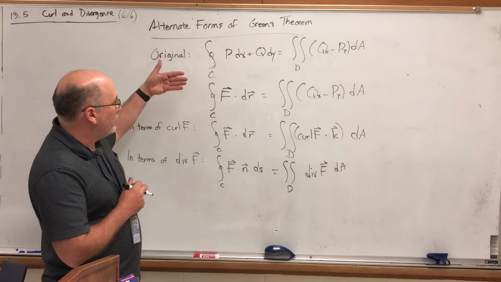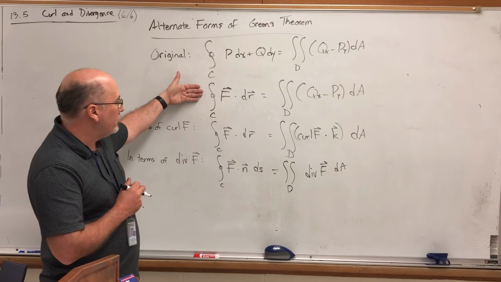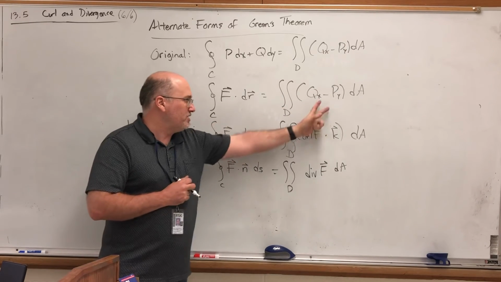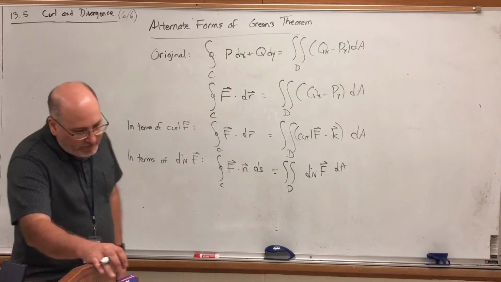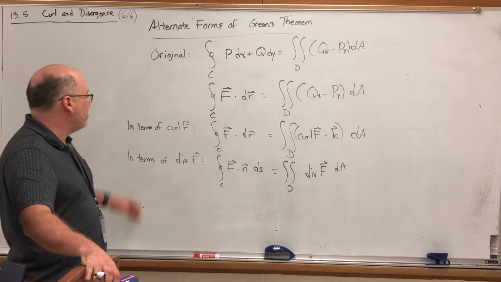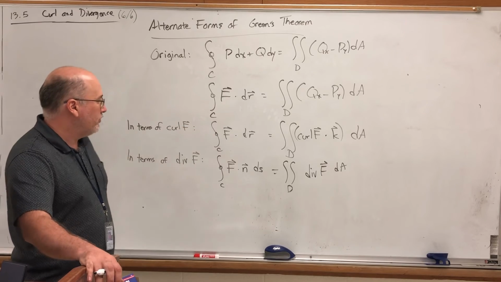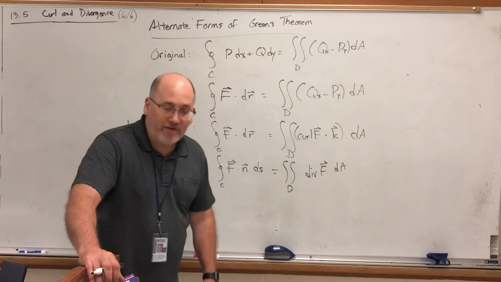I think the transition from the first vector form of Green's theorem to this one is pretty obvious because this was just the k component of the curl. But I invite you to read on page 794 if you want to see the transition from double integral in terms of curl to double integral in terms of divergence.